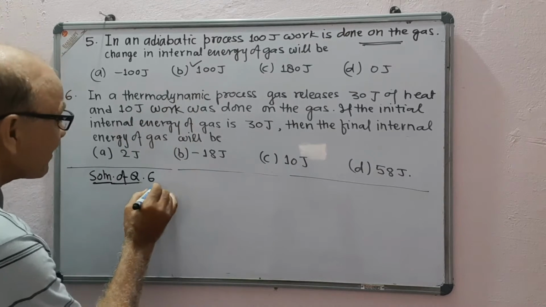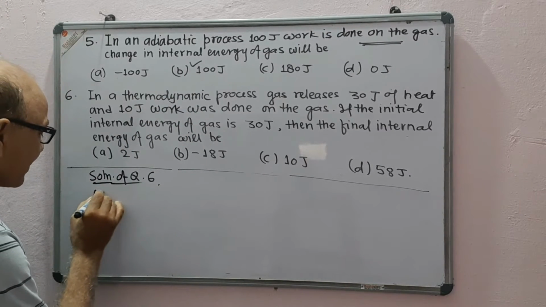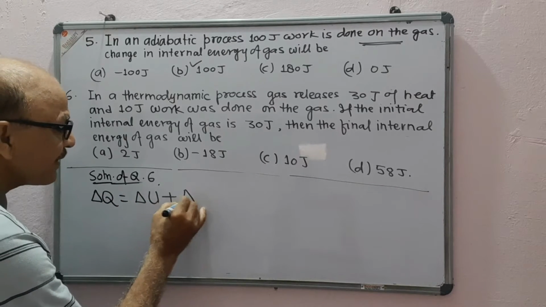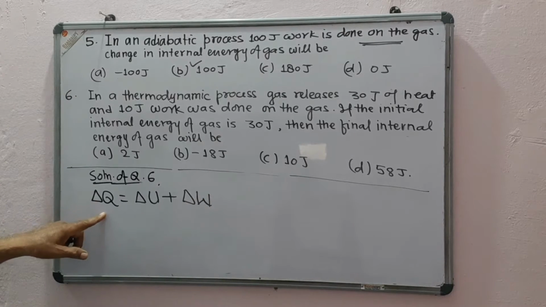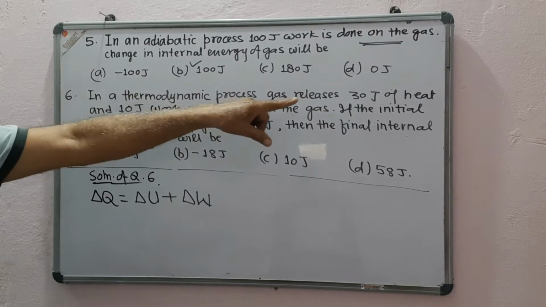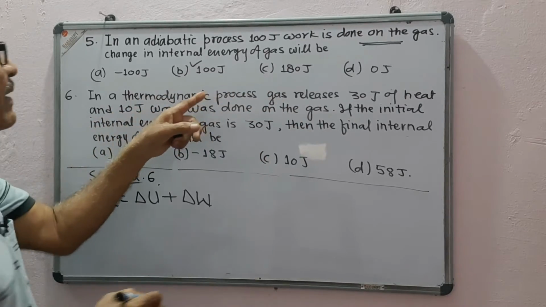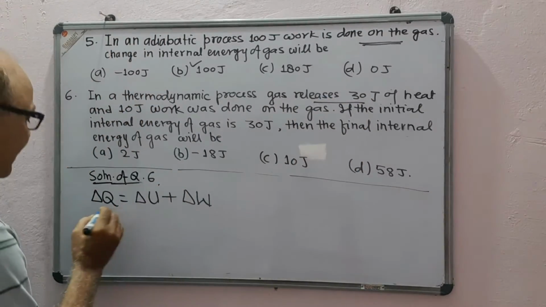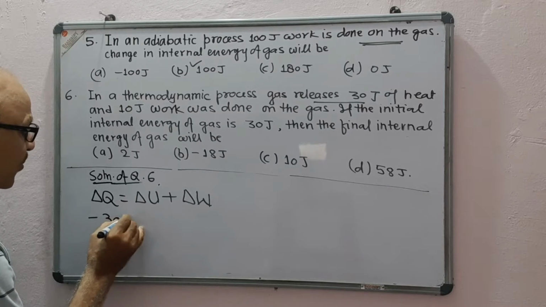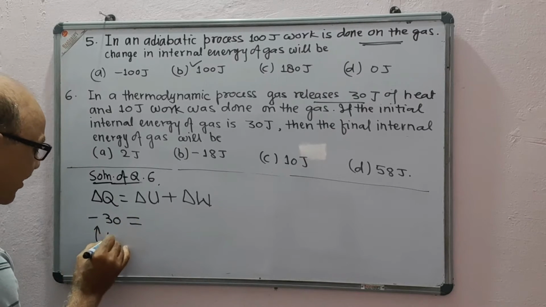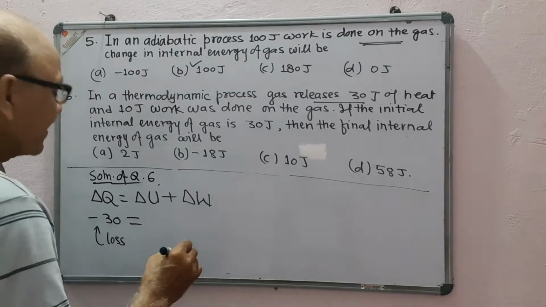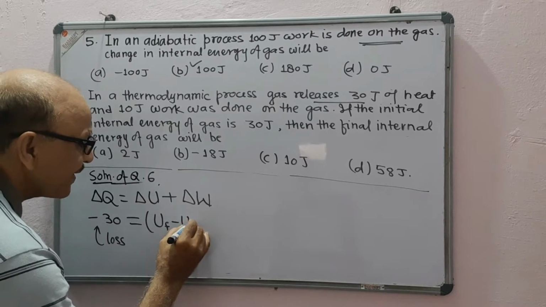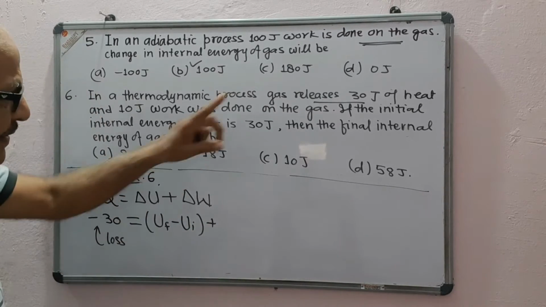Here, from the first law of thermodynamics, delta Q is equal to delta U plus delta W. Delta Q: 30 joule heat was released by the gas, which means loss of energy. So this is minus 30 joule, minus is showing loss of heat by the gas. This is U final minus U initial plus dW.